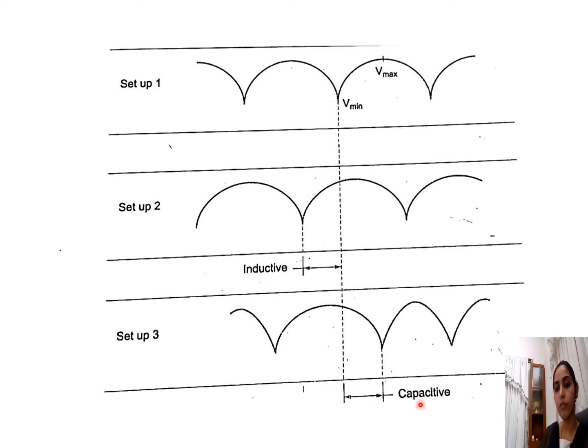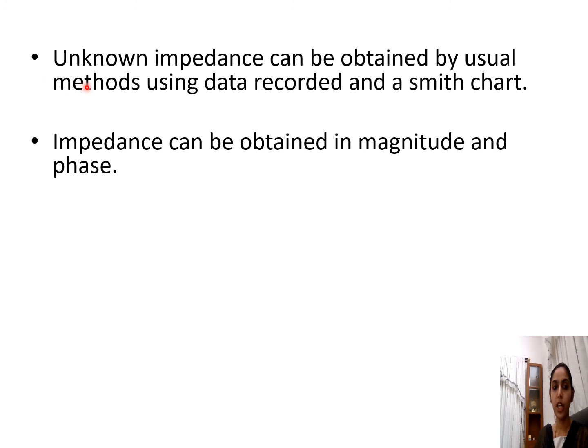By using this information further with the help of the Smith chart, you can calculate the magnitude and the angle of the impedance. So the unknown impedance can be obtained by usual methods using the data recorded and the Smith chart. What data have we recorded? We have recorded whether the impedance is of capacitive nature or of inductive nature. Then go to the Smith chart and find out the magnitude and phase of impedance. So this is how we do the setup for measurement of impedance. We understand the nature of the impedance.